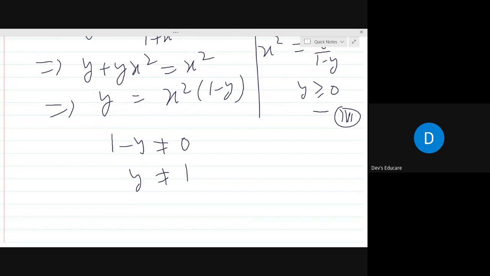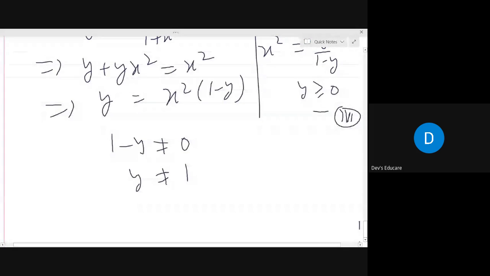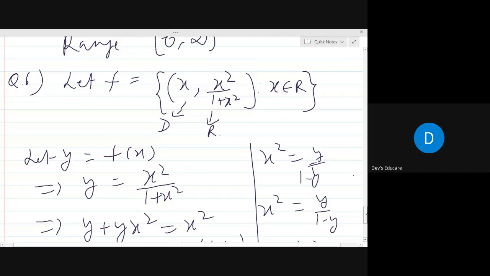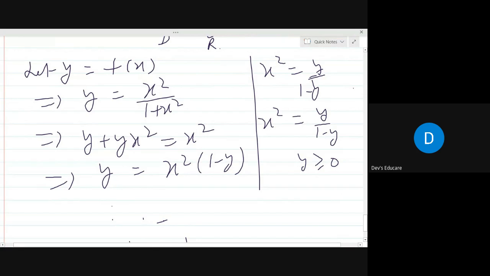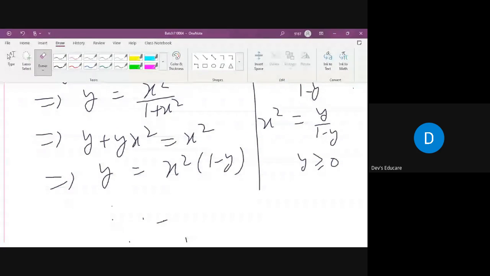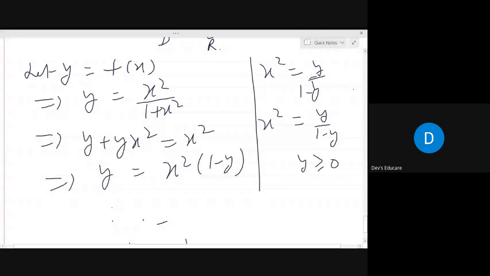One more thing is there. x² = y/(1 − y), and we have to find x in terms of y. So x will be what? x will be the root of y/(1 − y).